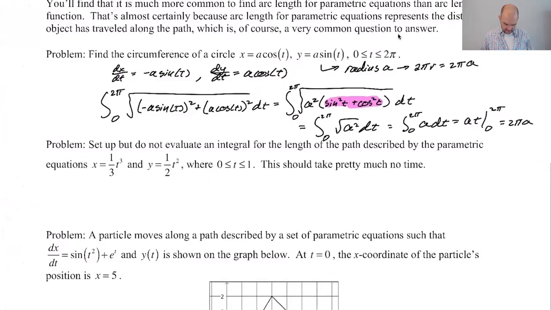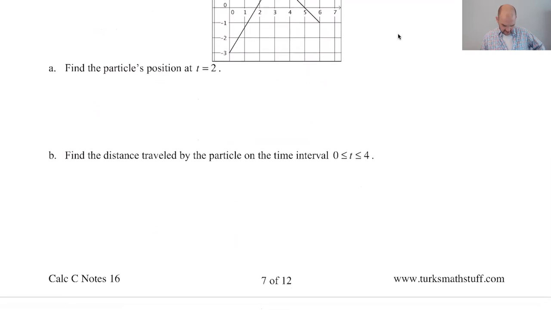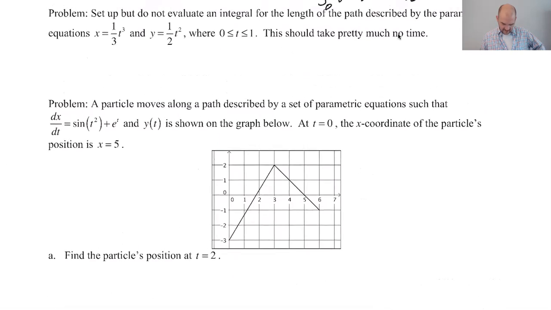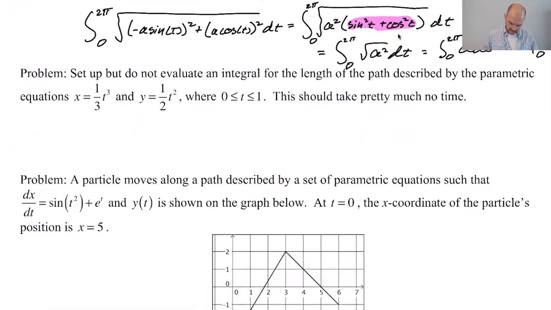All right, how long do we think this question is? Find the particle's position, find the distance traveled. I don't think it's super long. I'm going to potentially do both of these here. Set up but do not evaluate an integral for the length of the path described by the parametric equations x is 1/3 t cubed and y is 1/2 t squared between 0 and 1.